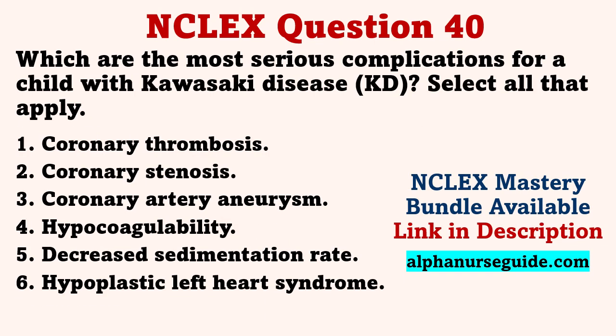Which are the most serious complications for a child with Kawasaki disease? Select all that apply. 1. Coronary thrombosis. 2. Coronary stenosis. 3. Coronary artery aneurysm. 4. Hypocoagulability. 5. Decreased sedimentation rate. 6. Hypoplastic left heart syndrome.